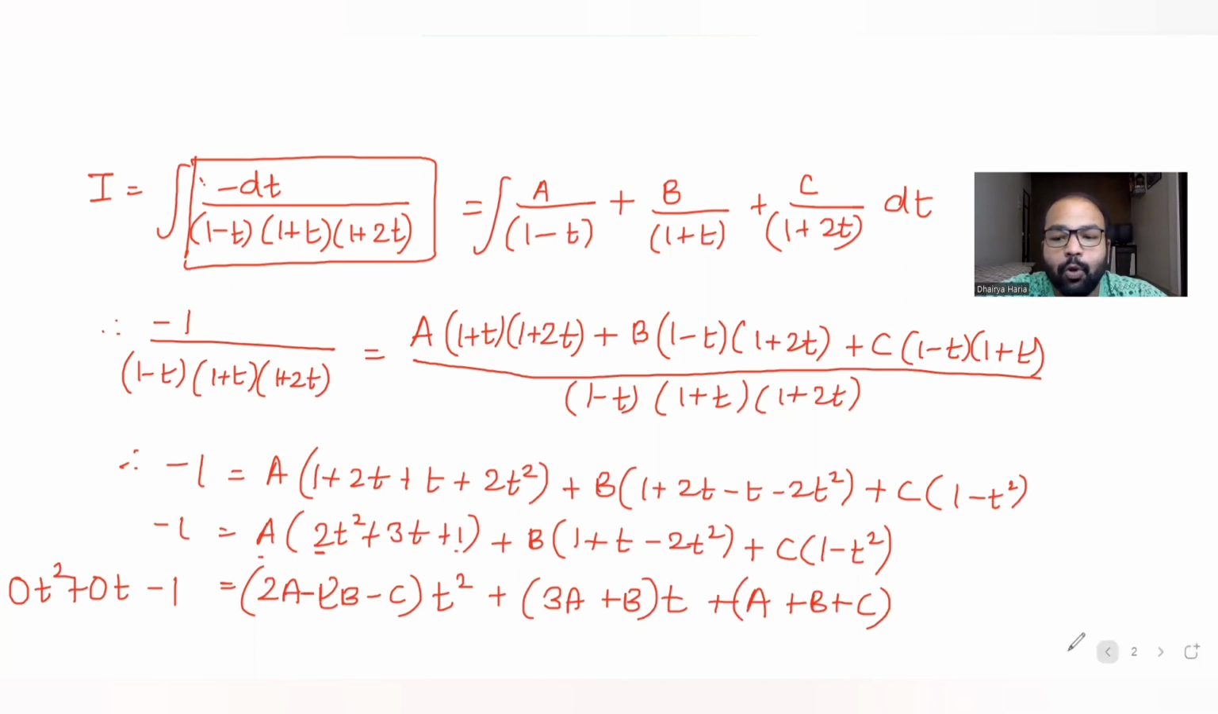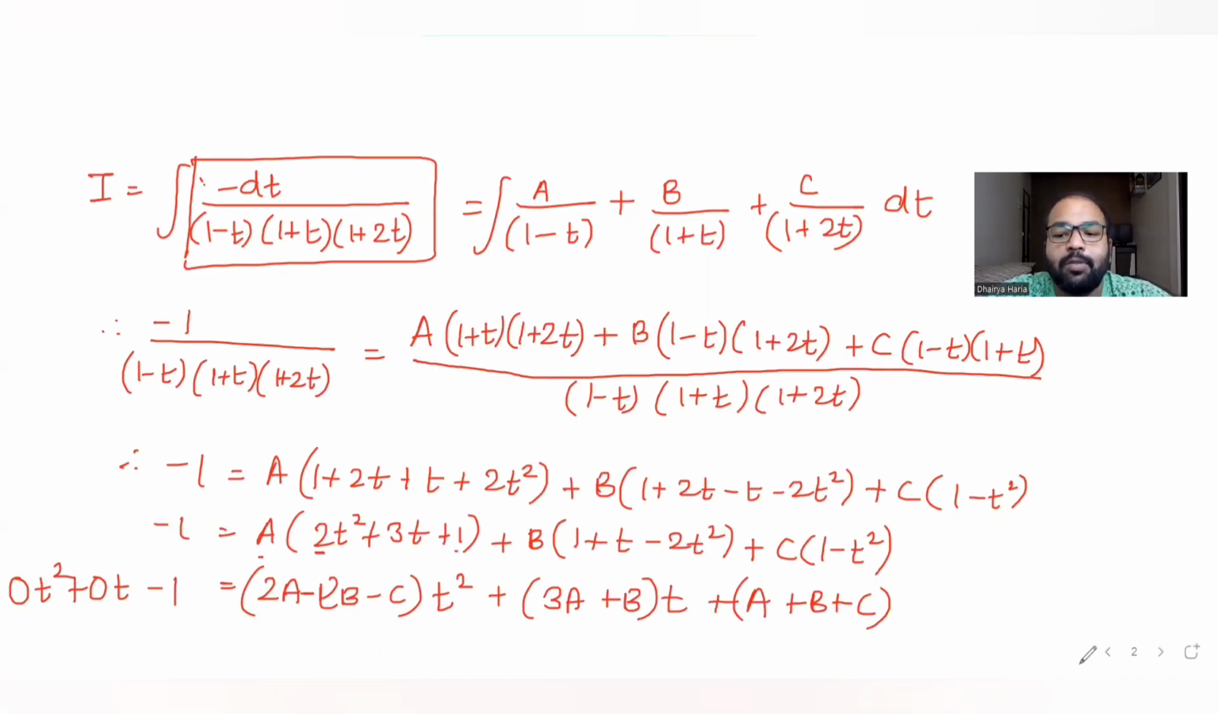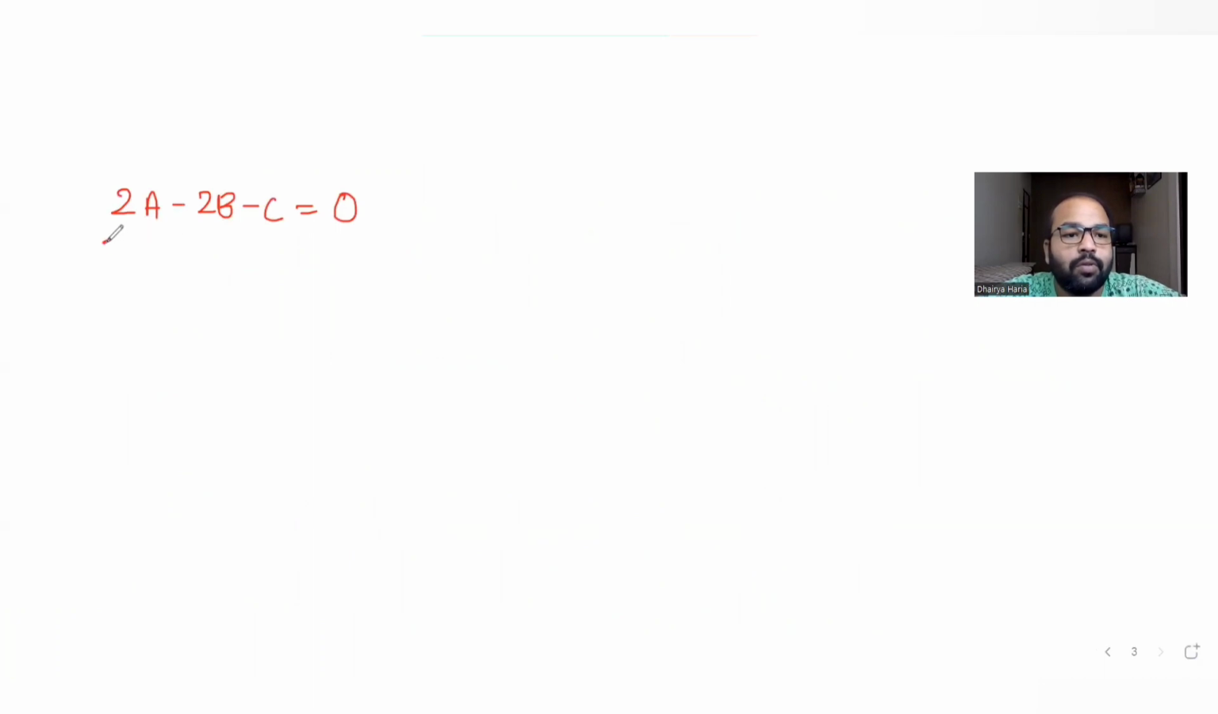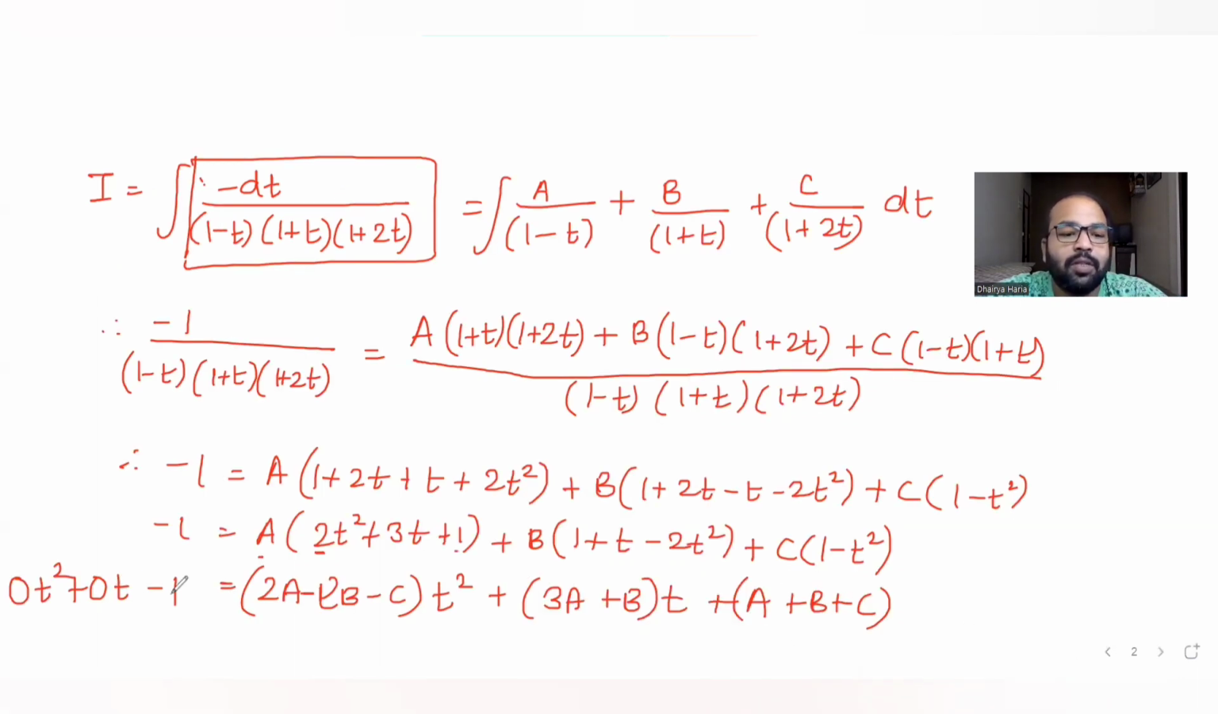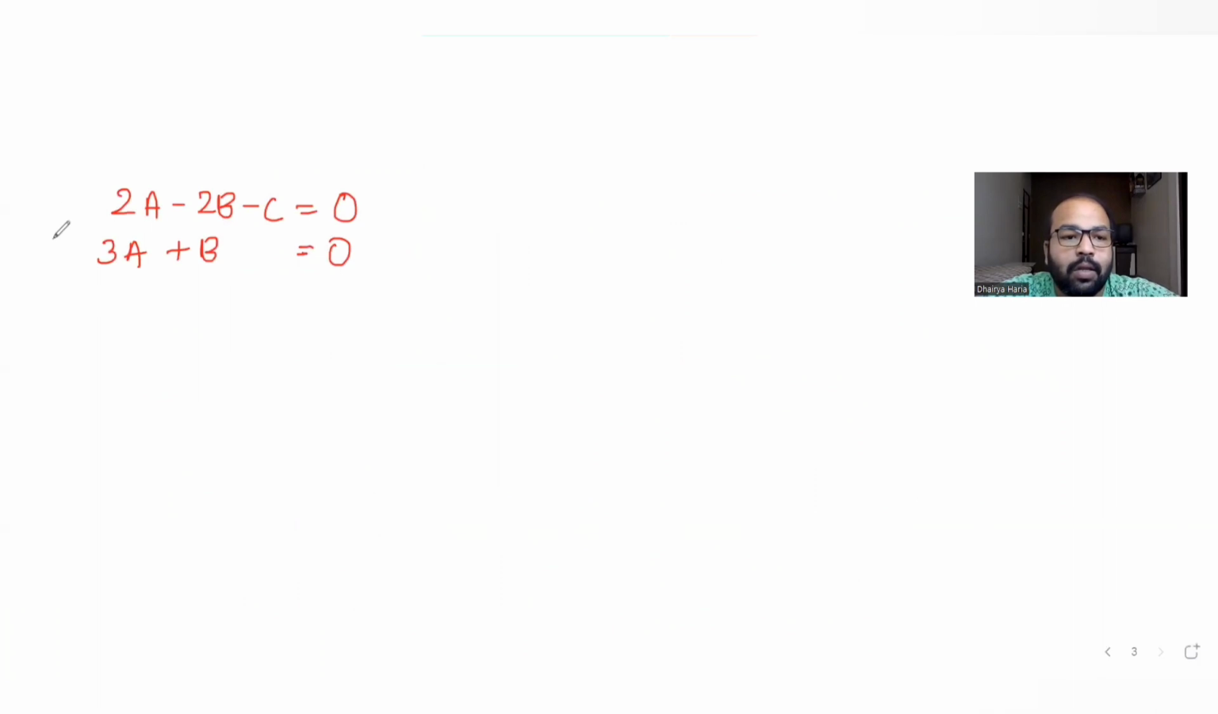So the first equation here I get is 2a minus 2b minus c is equal to 0. The second equation I get here is 3a plus b is equal to 0. And the third equation I get is a plus b plus c is equal to minus 1. Right? So these are our three equations. Now let's solve these three equations and get the values of a, b, and c.